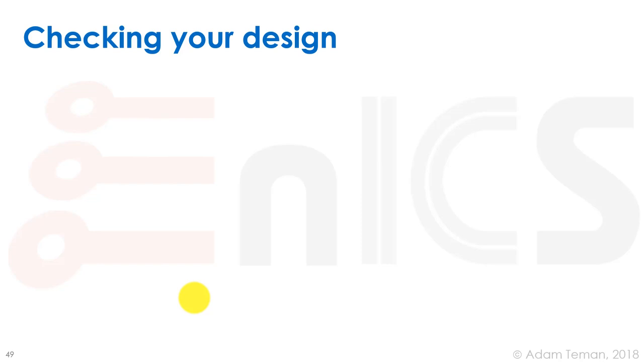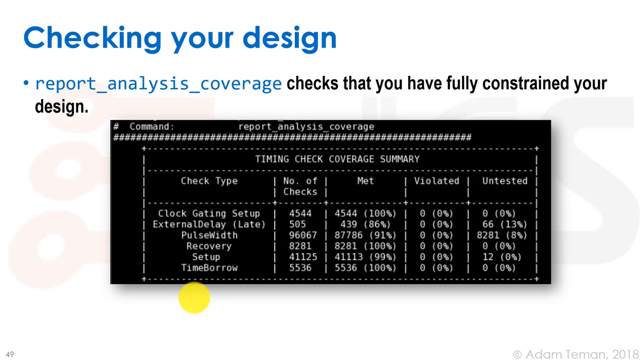and now we'll start going to the actual report. So we want to check our design. One of the first things to do is run this report analysis coverage command, which shows us basically all of the types of checks that were done, setup and clock gating and pulse width recovery and so forth, the things that I talked about. It shows you how many of these types of paths were checked, how many of them were met versus how many were violated, and what number were untested. And we should try to understand these types of things, see if it fits what we expected, and see why things were untested or violated.